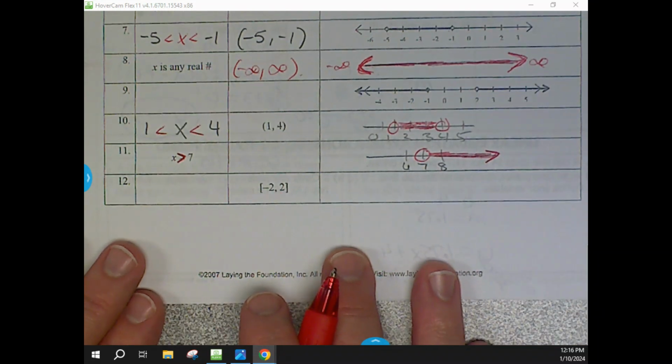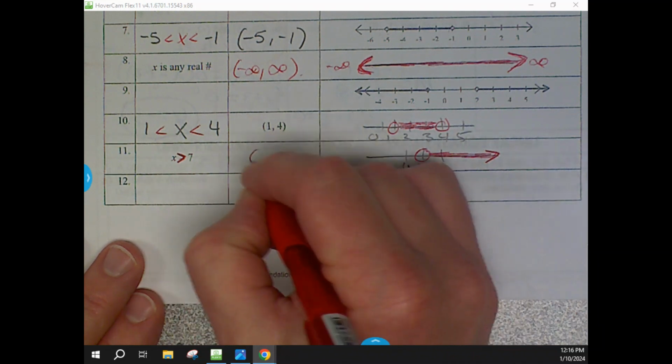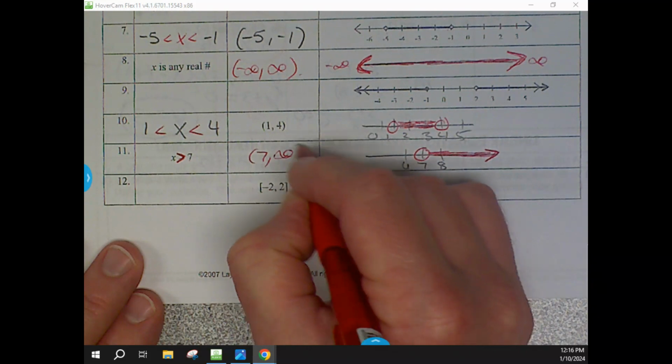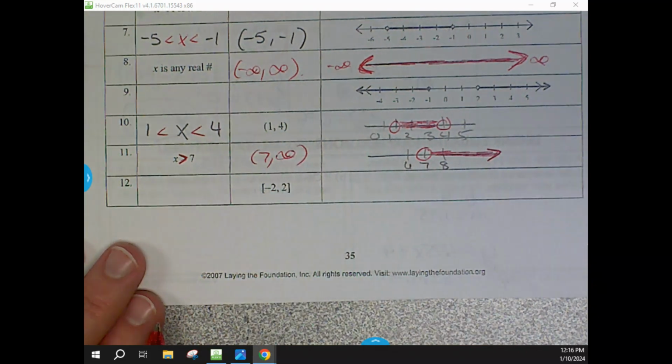All right, and in interval notation, you've got an open circle at 7. Goes out to infinity. So you should have something that looks kind of like that.